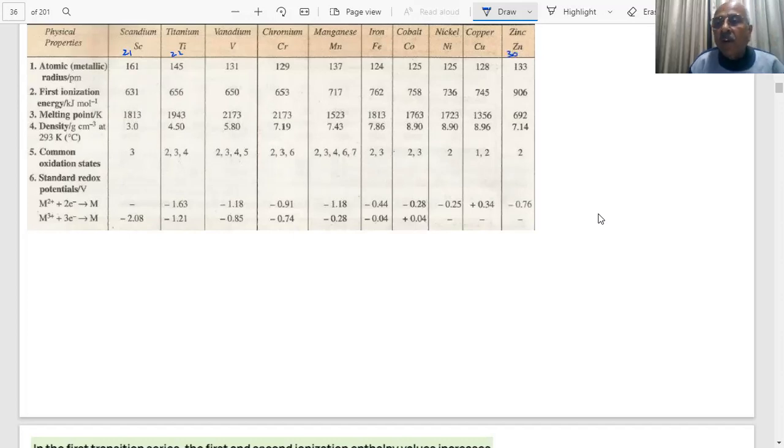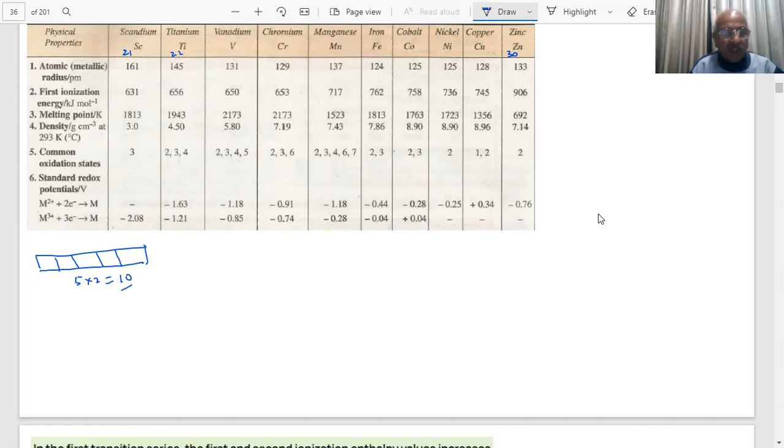Because you already know how many d orbitals are there, students. You have 5 d orbitals. So how many electrons can you put in d orbitals? You already know, a maximum of 5 into 2, 10 electrons. So there are 10 elements which we are writing here, starting from 3d1 to 3d10. We have discussed their electronic configuration, students.